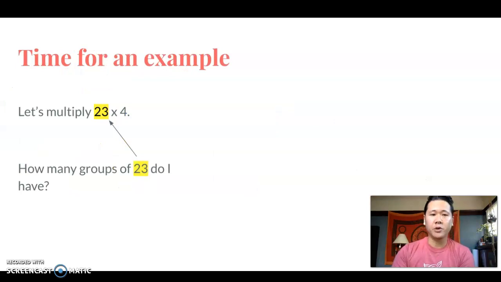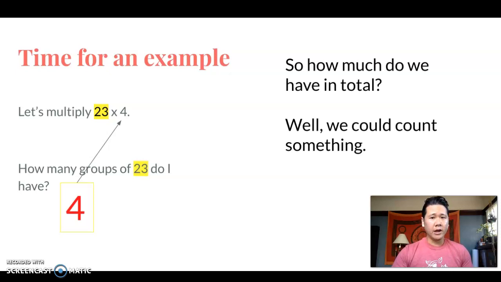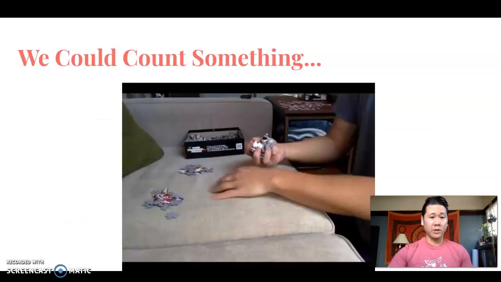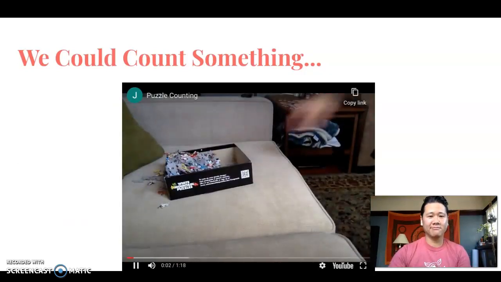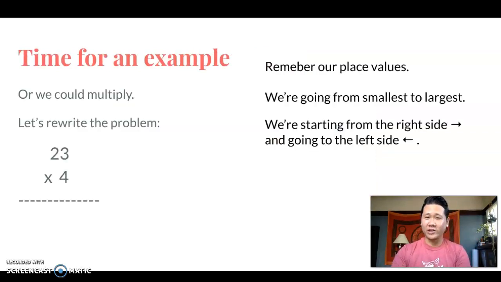So let's do an example. Let's multiply 23 by 4, and I want to know how many groups of 23 do I have? Well, there are 23 times 4, so it's going to tell us that there are 4 groups of 23. How much do we have in total? Well, we could count something. Or we could just multiply.